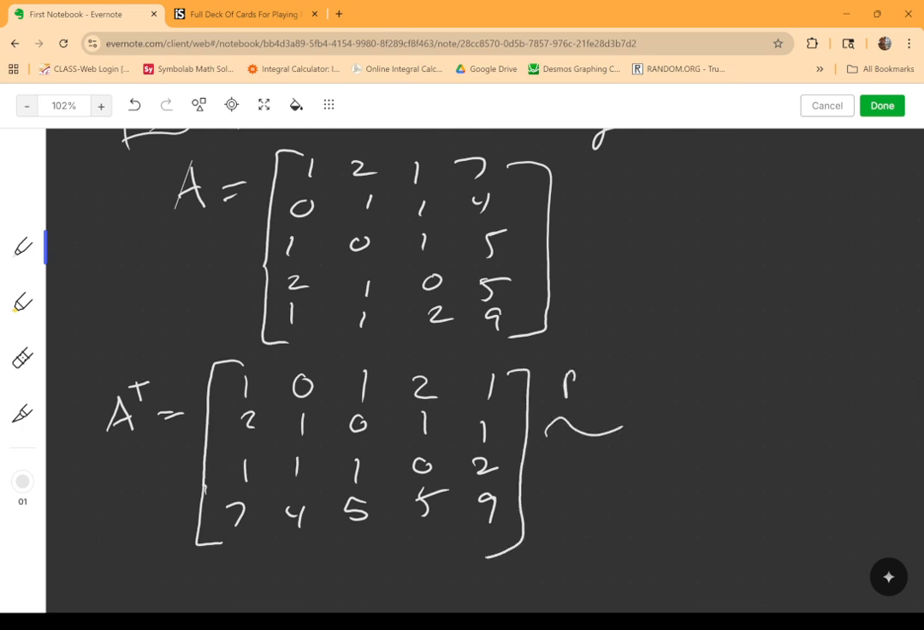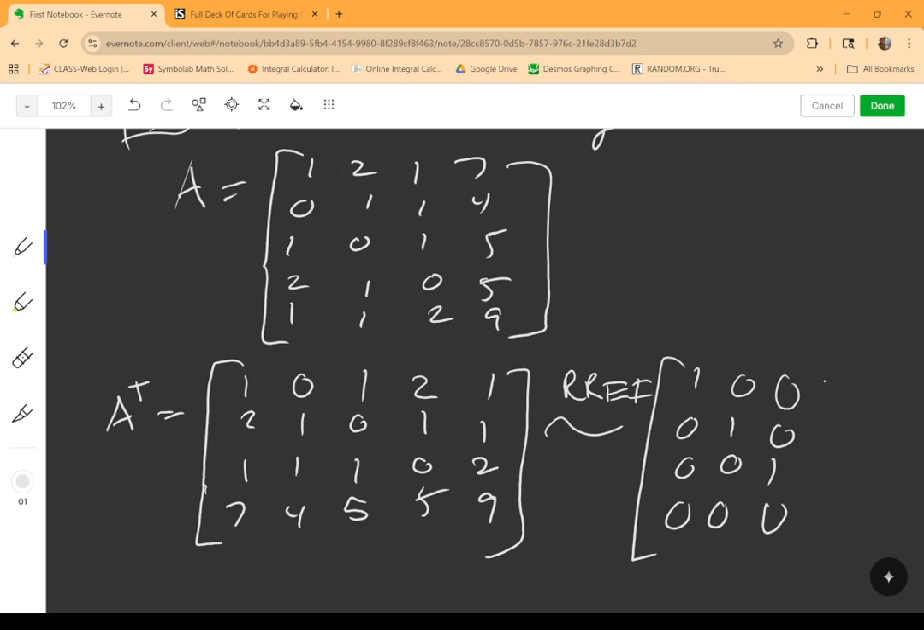Then we'll reduce to row echelon form. And that leads me to the matrix 1, 0, 0, 0, 0, 1, 0, 0, 0, 0, 1, 0. We have 3 halves, negative 2, 1 half, 0, and 0, 1, 1, 0. So we can see here that we have 3 pivots.